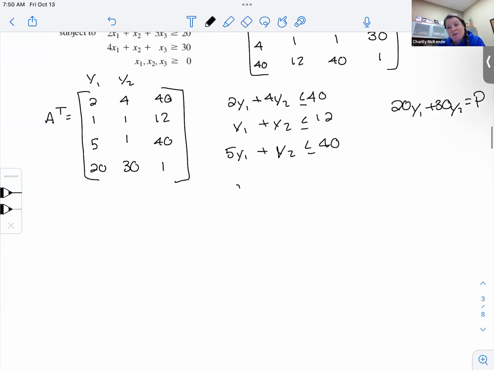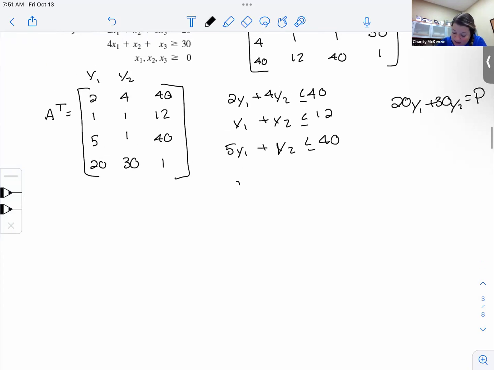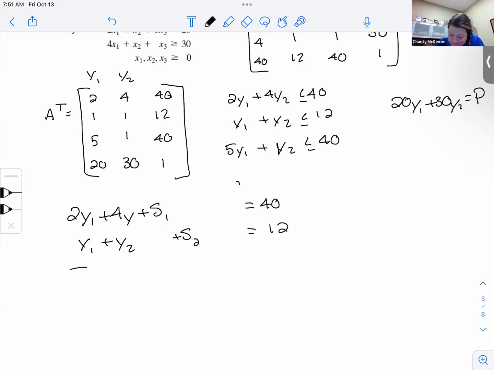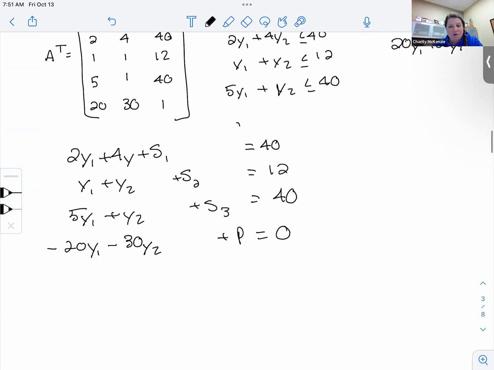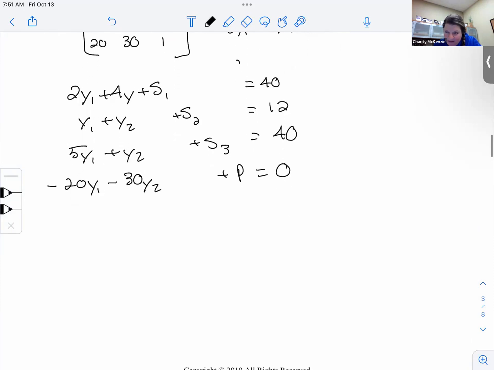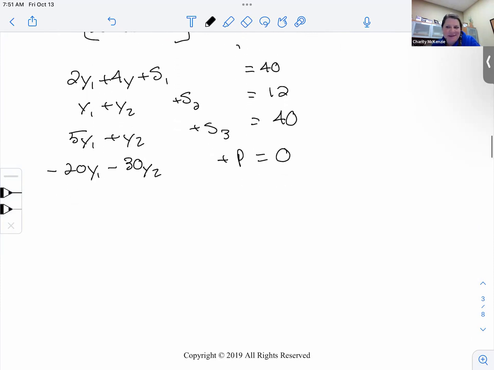Okay, now let's set it up with those slack variables, right? So the top one's going to become 2y1 plus 4y2 plus slack 1 equals 40. Slack on the second one will go y1 plus y2 plus slack 2 equals 12. And then 5y1 plus y2 plus slack 3 equals 40. Okay, last one, move everything over with the P, right? So it becomes negative 20y1 minus 30y2 plus profit equals nothing right now. So there are your slack variables. Should be getting fairly good at those still. Again, I'm writing it out. I still make mistakes. It's human.